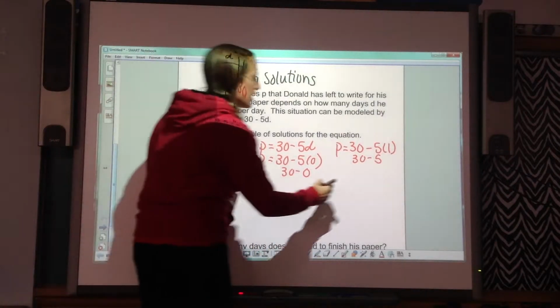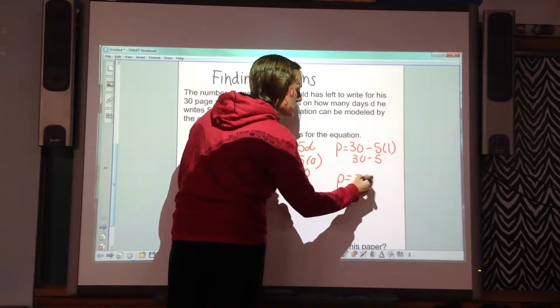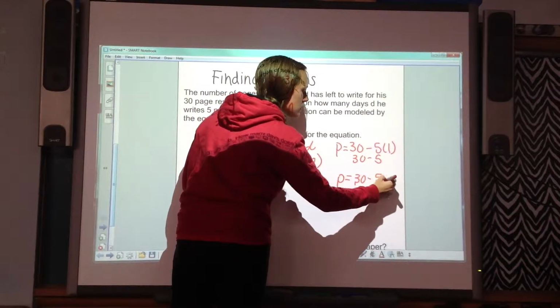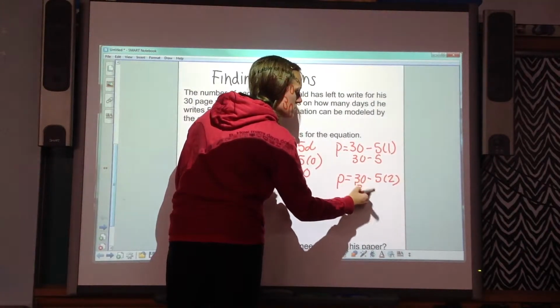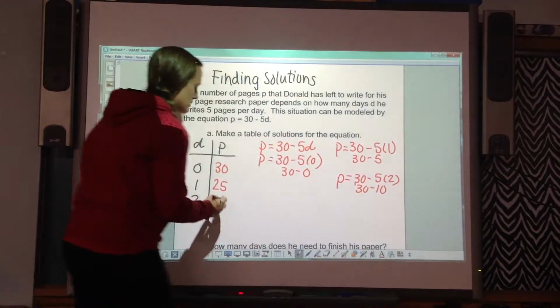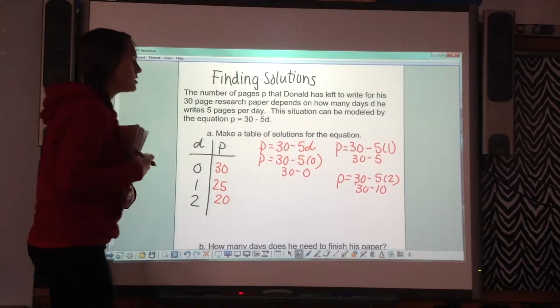How many pages do you have to write after 2 days? Well, 5 times 2 is 10. 30 minus 10 is 20. Okay, so we just did what they asked for.